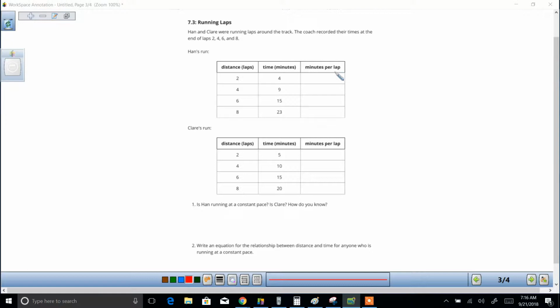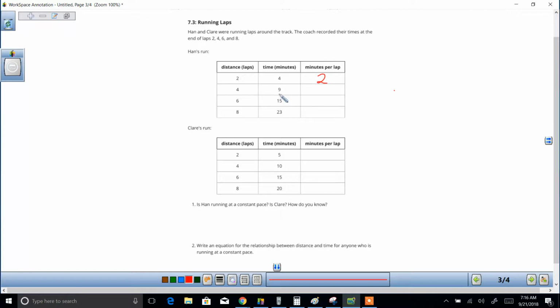So let's do Han real quick here. Han has run 2 laps in 4 minutes. So if we want to know how many minutes per lap, we would divide 4 by 2. And that would give us 2 minutes there.